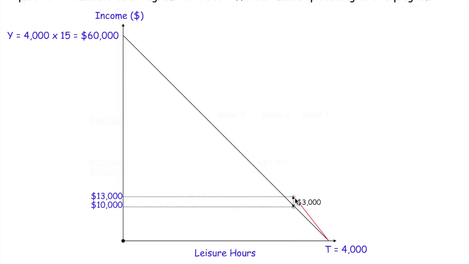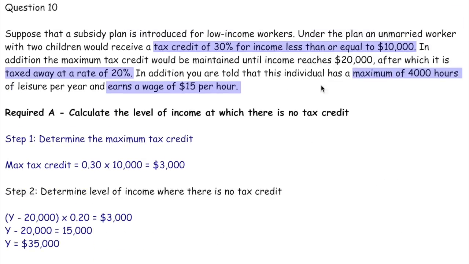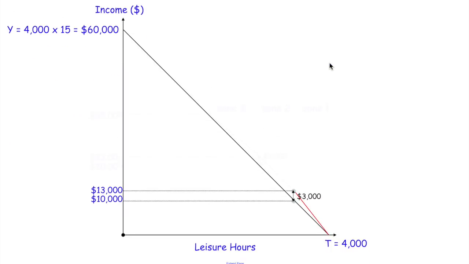And then in the problem, it tells us that this maximum tax credit is maintained until your income reaches 20,000. And so from 10,000 up until 20,000, you're going to be maintaining this extra $3,000 that the government offered you. And so once your income reaches 20,000, it's as though you'd actually have earned 23,000. You'd be $3,000 on top for the same amount of leisure hours.